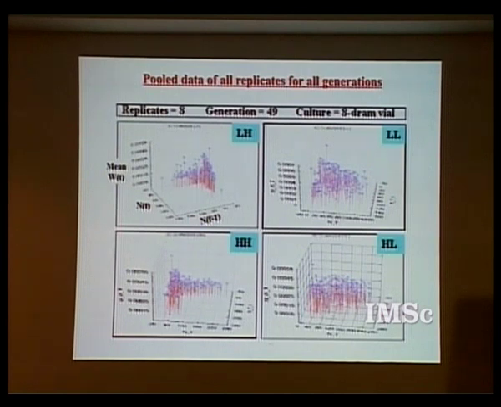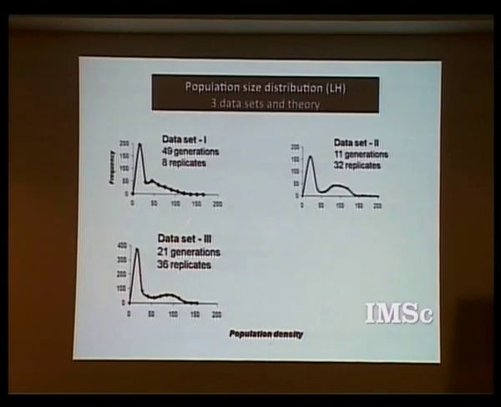And I told you how the model was developed. What we have done is a slightly different way of looking at it. The same lab worked with the same organism with 3 different PhD students at 3 different non-overlapping times. What we have plotted here is the population size as a histogram. One of the students had a data set of 49 generations, 8 replicates, which I am talking about.